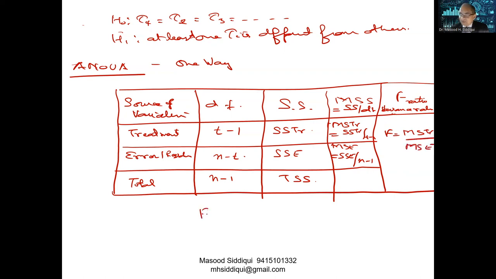Right? Now this F follows the F statistic with degrees of freedom t minus 1 and n minus t. Okay, right? It follows that, and accordingly, we decide whether to reject the hypothesis or not to reject the hypothesis.